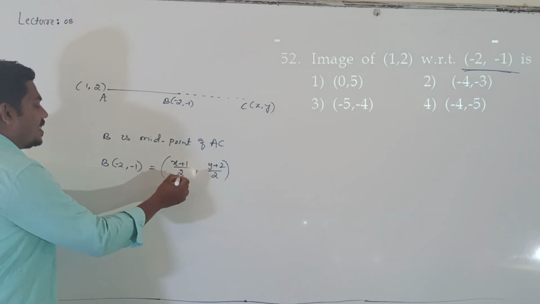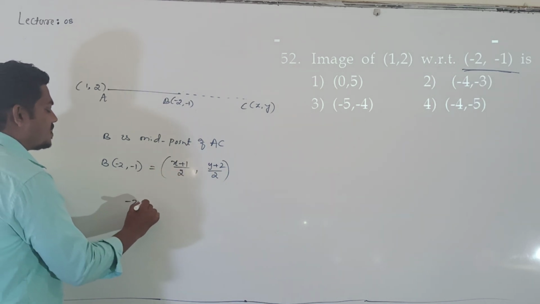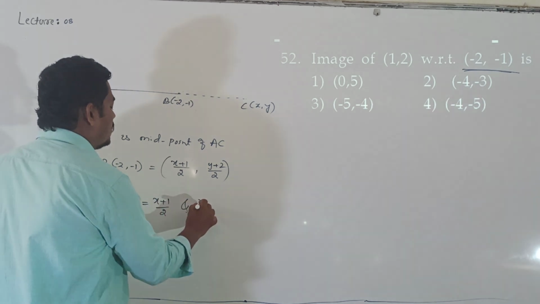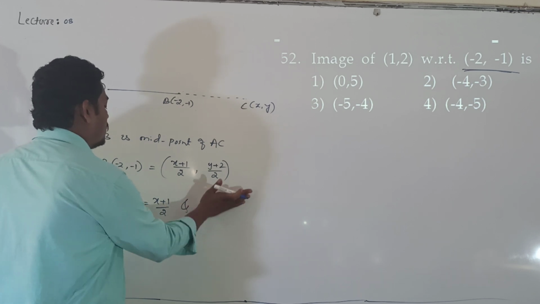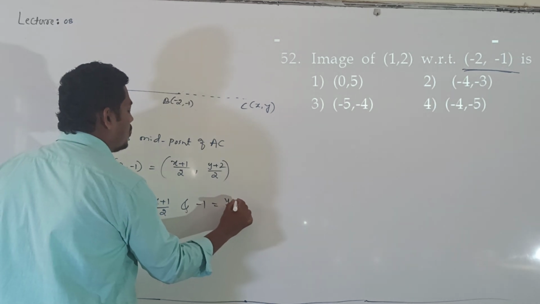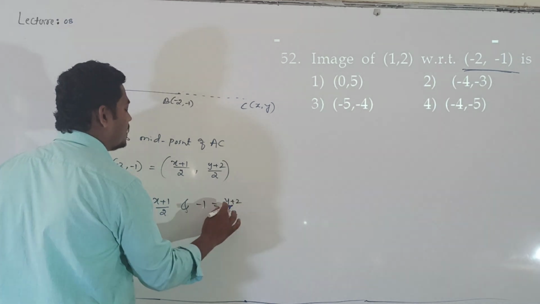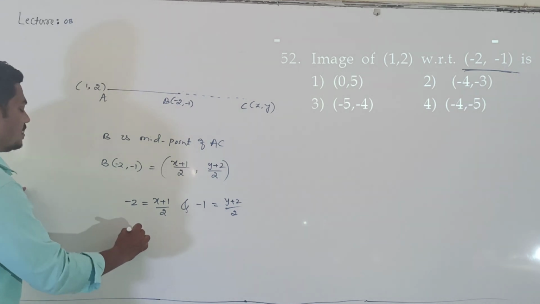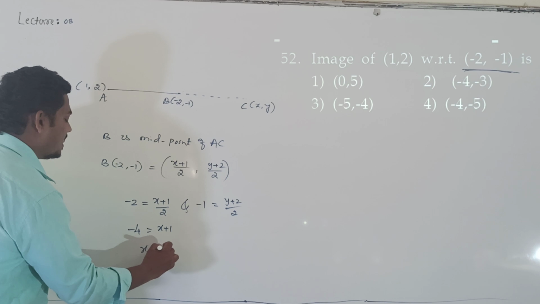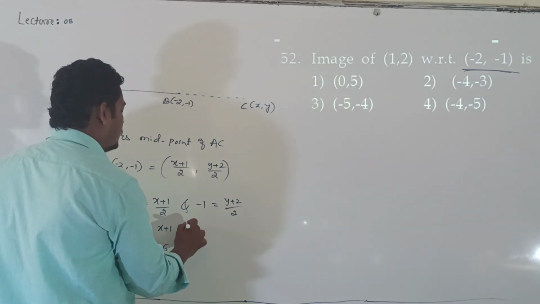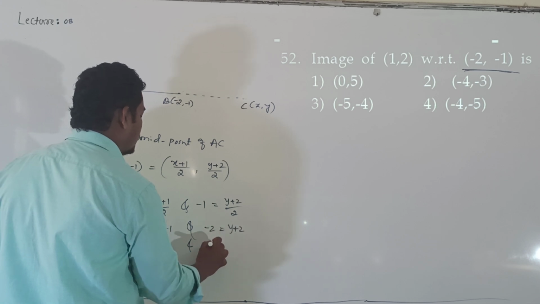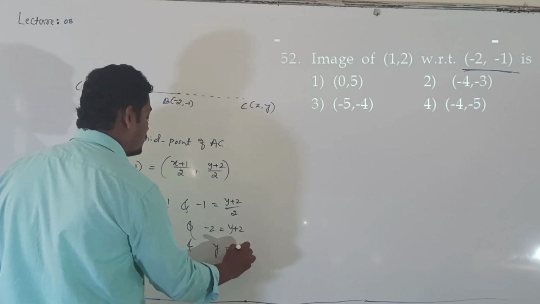Then equating corresponding elements, minus 2 is equal to (x plus 1) divided by 2, and equating corresponding elements, minus 1 is equal to (y plus 2) divided by 2. Then on simplification, minus 4 is equal to x plus 1. Hence x is equal to minus 5, and minus 2 is equal to y plus 2. Then lastly y is equal to minus 4.